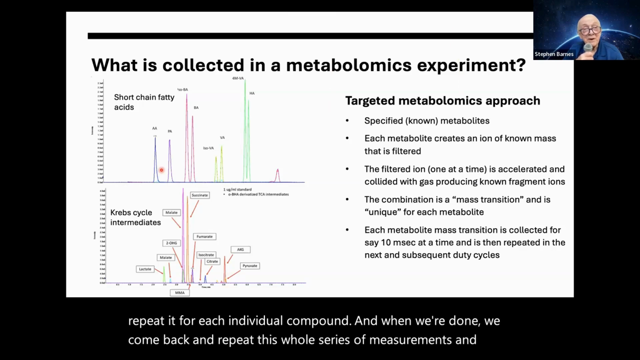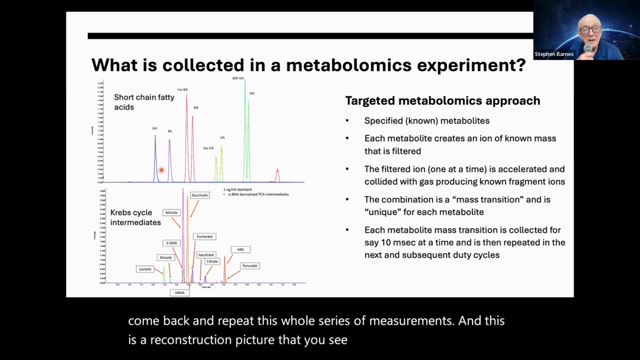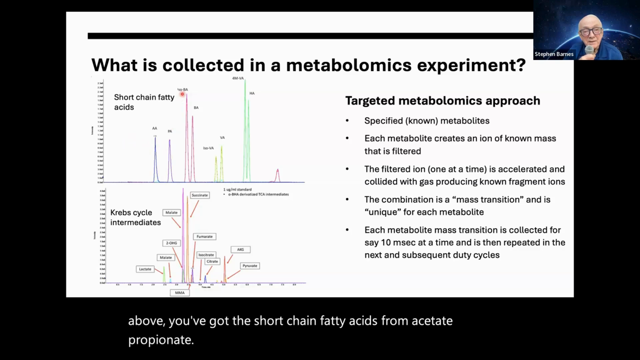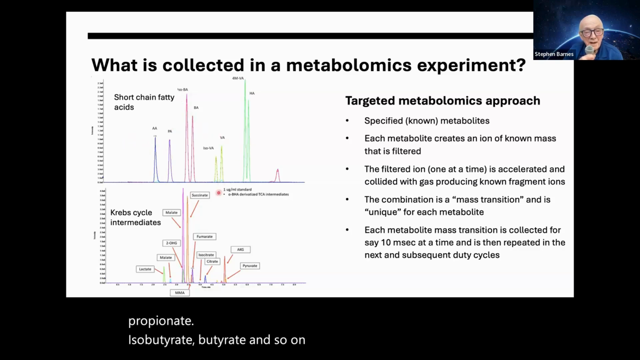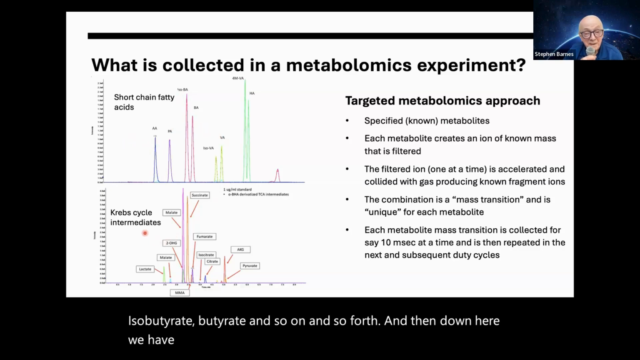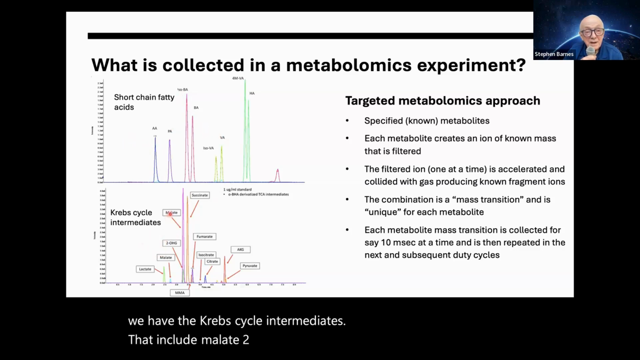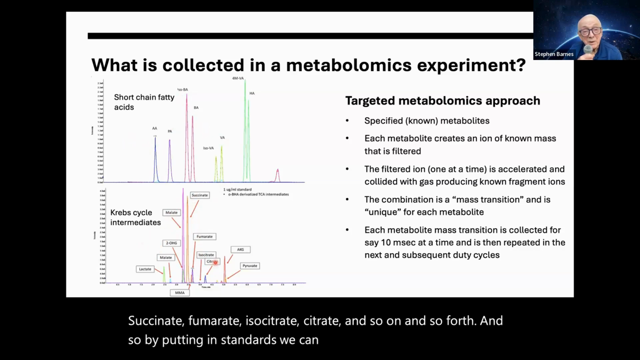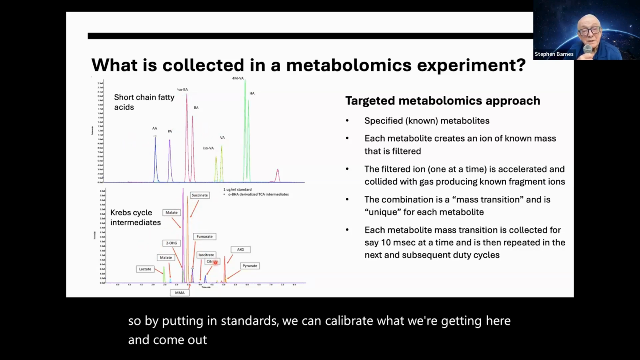And this is a reconstruction picture that you see here. In the item above, you've got the short chain fatty acids from acetate, propionate, isobutyrate, butyrate, and so on and so forth. And then down here, we have the Krebs cycle intermediates that include malate, 2-hydroxyglutarate, succinate, fumarate, isocitrate, citrate, and so on and so forth. And so by putting in standards, we can calibrate what we're getting here and come out with quantitative numbers. And that ultimately is the best way to be.